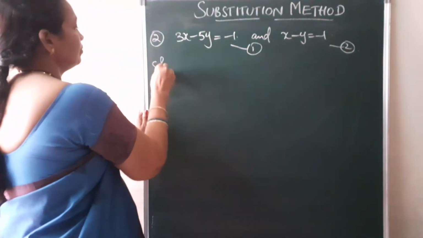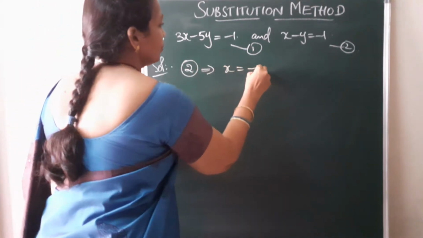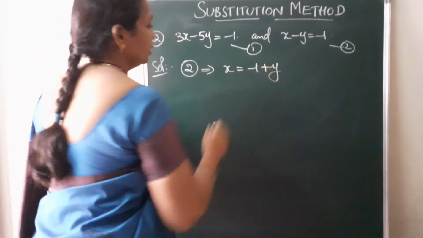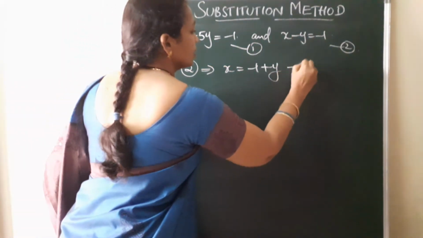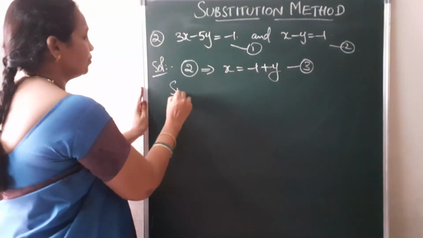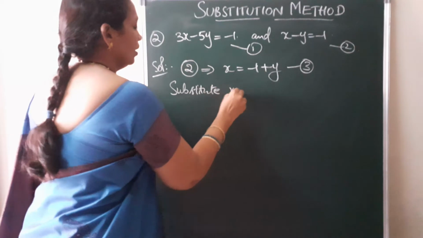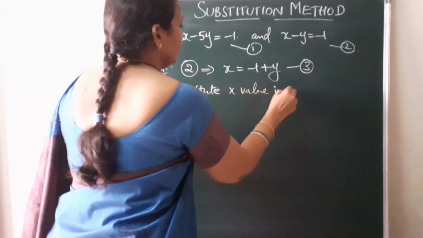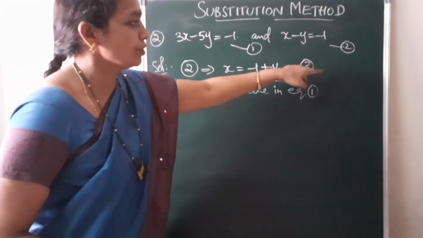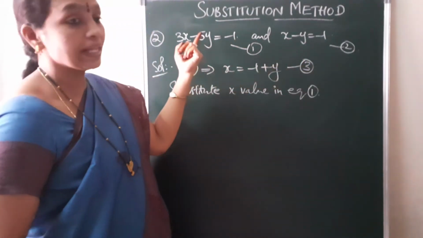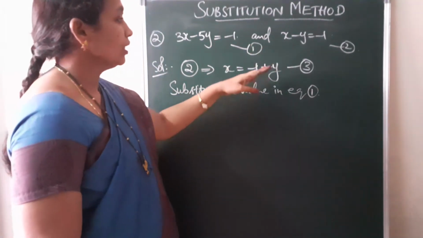In the solution, the second equation implies x is equal to minus 1 plus y. This is the third equation. Substitute this x value in equation 1, because you derived the x value from equation 2, so that value you have to substitute in the other equation. If you substitute in the same equation, you will get 0 is equal to 0. That's why we use the other equation.